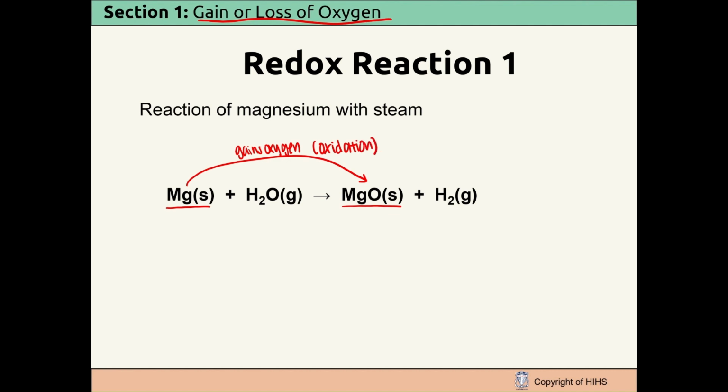So magnesium is oxidized to magnesium oxide. Gain of oxygen is oxidation, and it's oxidized.